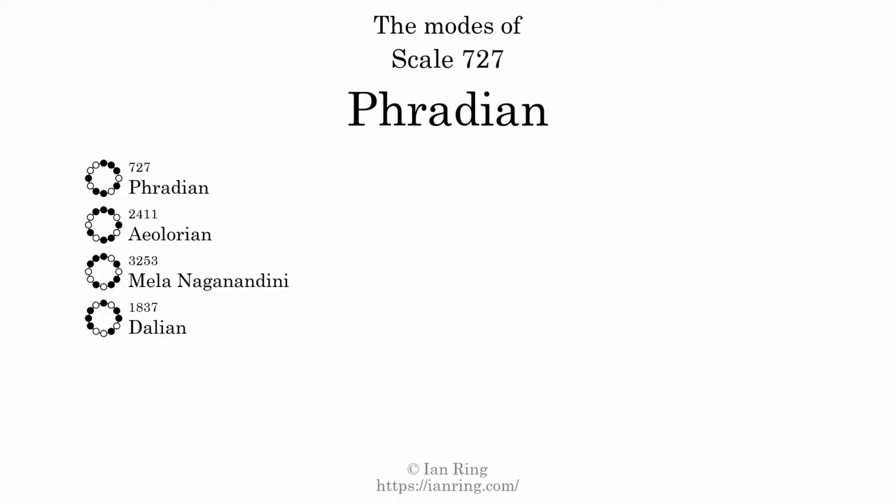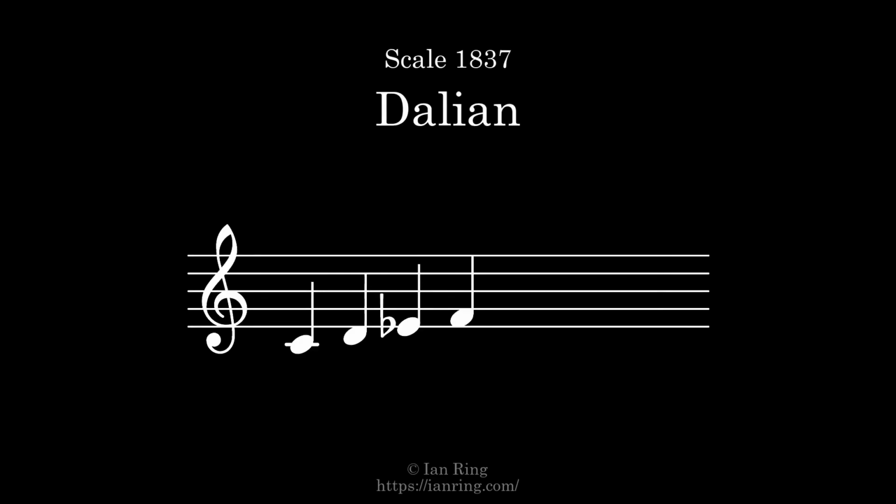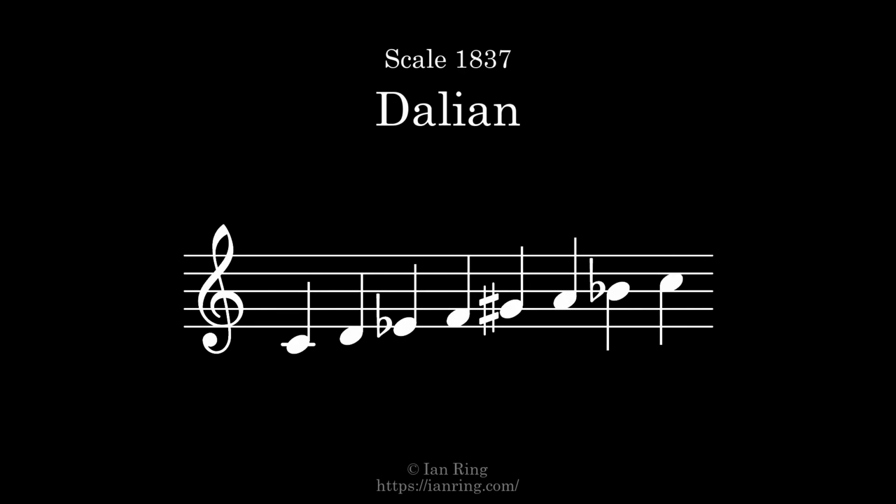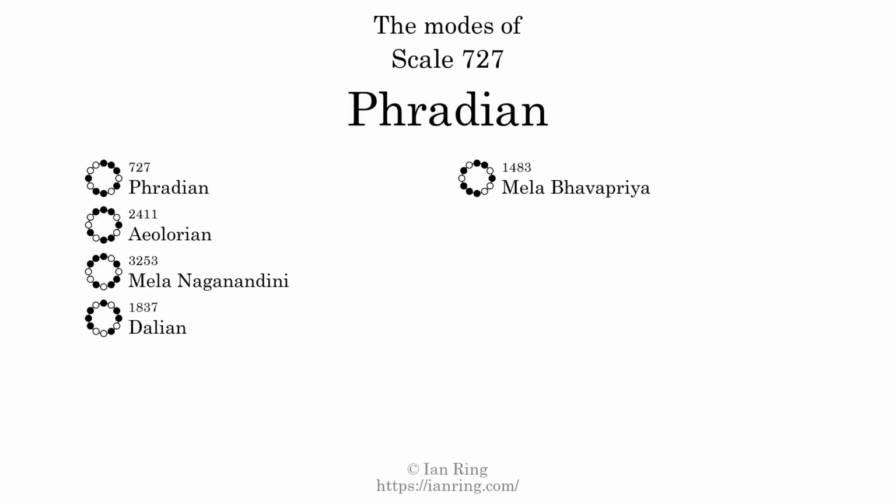The fourth mode is scale 1837, also known as Dalian. It sounds like this. The fifth mode is scale 1483, also known as Mila-Bavapriya. It sounds like this.